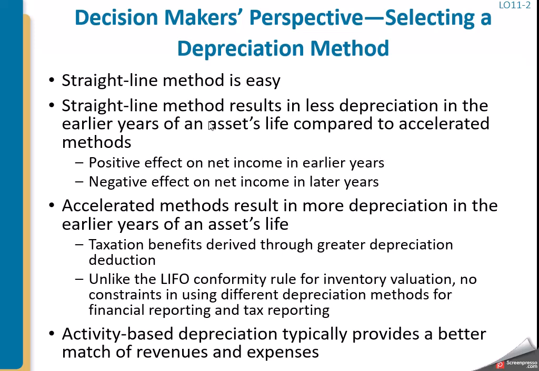So again, straight line is easy. It smooths the expense out over all of the years. There's no real fluctuations. The accelerated method, the reason people like that is because you'll get your tax benefits up front. You get to deduct more right away. And then, like I said, the activity based is actually just more accurate.